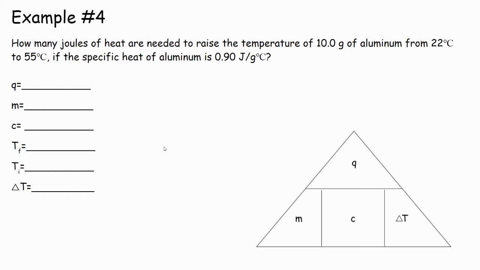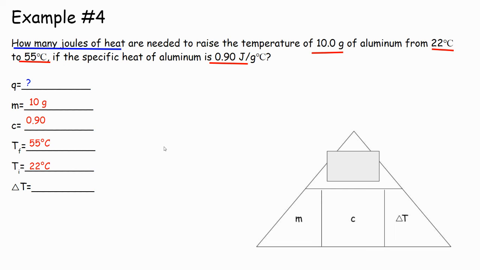All right, so example number 4. How many joules of heat are needed to raise the temperature of 10 grams of aluminum from 22 degrees Celsius to 55 degrees Celsius if the specific heat of aluminum is 0.9 joules per gram degree Celsius? Same process. Pick out your numbers. There's my mass, my initial temperature, final temperature, and it gives me specific heat this time, because it's asking me how many joules of heat. If you're asked for joules, you're asked for heat. That's your Q. So I cover up Q.